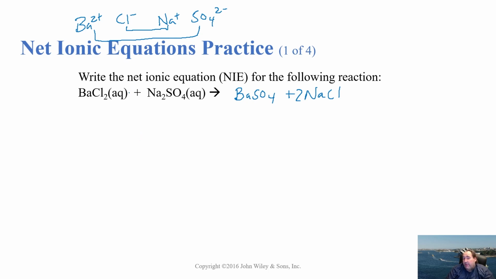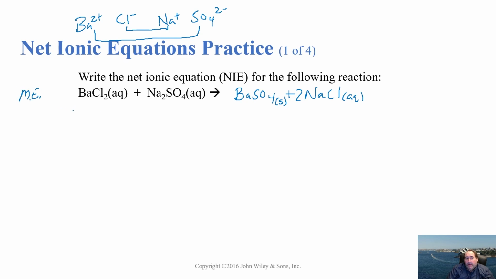At this point, we can use our solubility rules. And if we looked at our solubility rules, we should have an aqueous there because that is sodium. And that's one of the exceptions there. And that's going to give us a solid for our barium sulfate. So this is our molecular equation here.